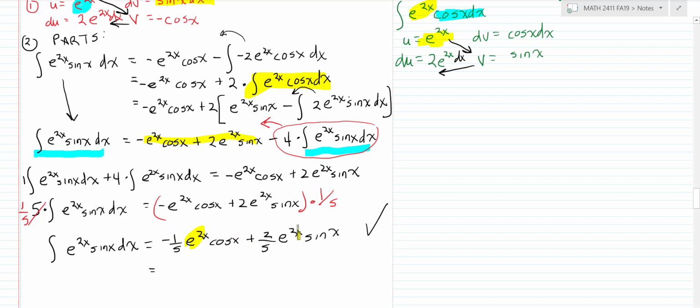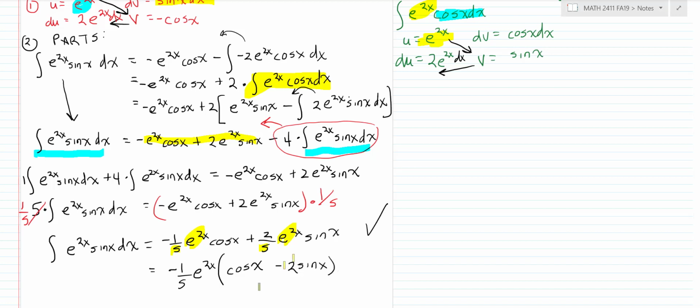So I've got e to the 2x that comes out. Then I could take a fifth out. In fact, I'm just going to take negative 1/5 e to the 2x out and factor it that way. All right, so that means you would have a cosine of x left here. And then here you would end up having minus 2 sine of x, like that.